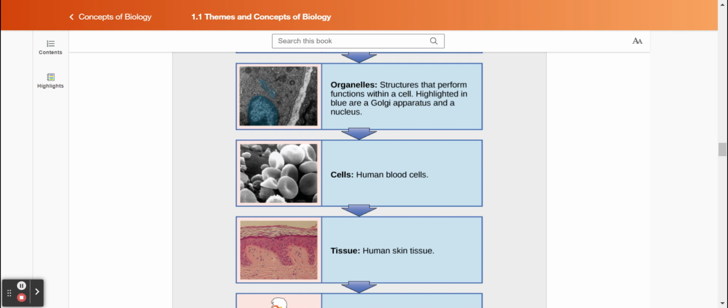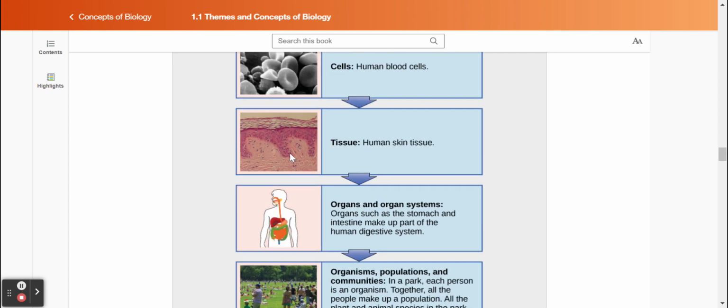Molecules can come together to form organelles, structures that perform functions within a cell. Highlighted in blue are a Golgi apparatus and a nucleus. A collection of organelles forms cells. These are human blood cells. And a collection of cells can form tissues, such as human skin tissue.